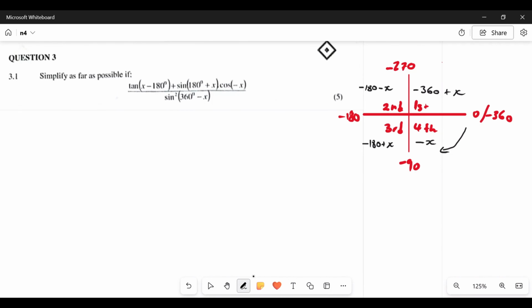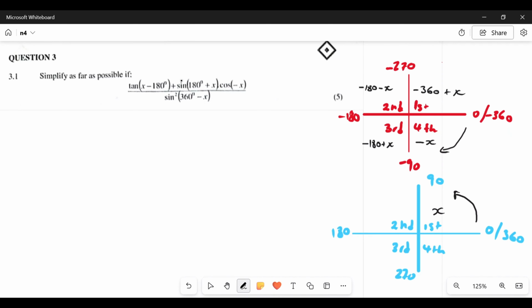Now let's draw the CAST diagram when we are going on the positive side. All right, so on this CAST diagram, we're going to be moving in an anti-clockwise direction, or on the positive side of our angles. Now on the 1st quadrant, when you're moving on the positive side, it's just going to be x. Remember, we're using x because our question has x there. Please don't forget that. But usually we use theta.